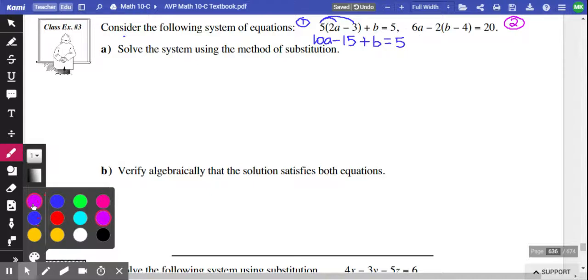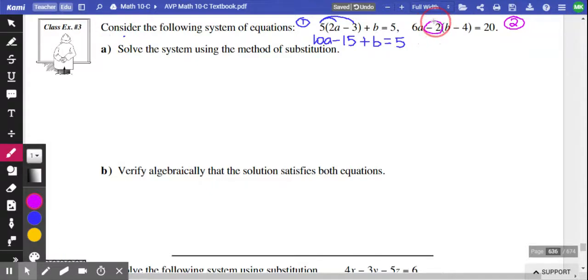On equation 2, I'm going to do the same thing. I'm going to expand this -2 into the bracket. It's been a while since we've multiplied things like that. Remember, it's a -2 coming into the bracket, so the negative goes with it. This equation now becomes 6a minus 2b plus 8 equals 20.